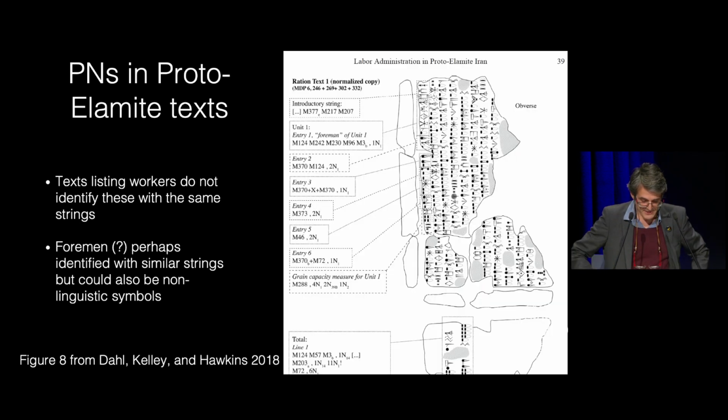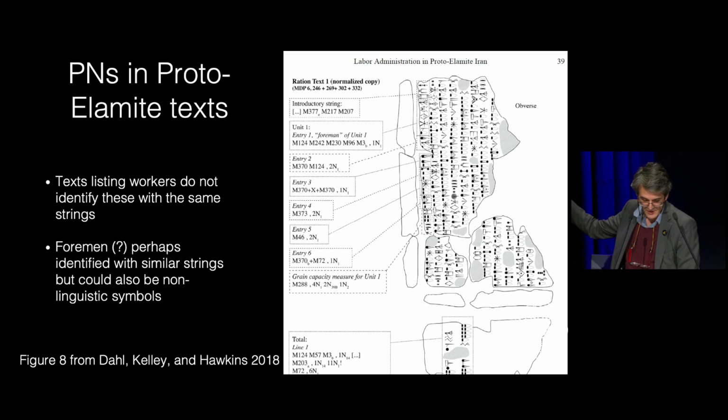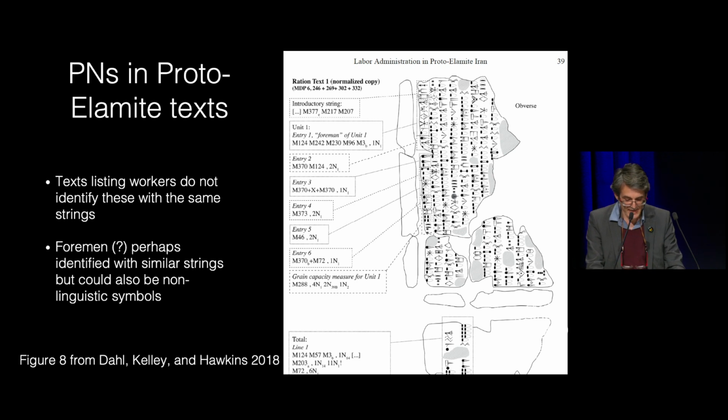And to briefly argue against the existence of syllabically written personal names in Proto-Elamite, I will go back to an article I wrote some four or five years ago together with two former students of mine, Kate Kelly and Laura Hawkins. In this article, we discussed a group of texts that without any doubt list humans. In the example here on the screen, we see how the text lists groups of workers in small units. Each unit consists of small numbers of male and female workers and children. But none of these workers are identified with complex strings of signs from the proposed or supposed syllabary.